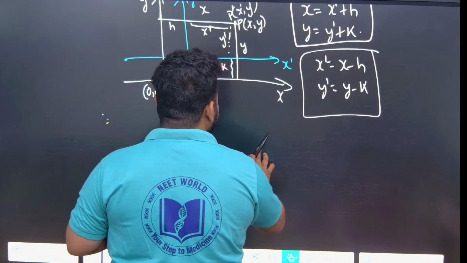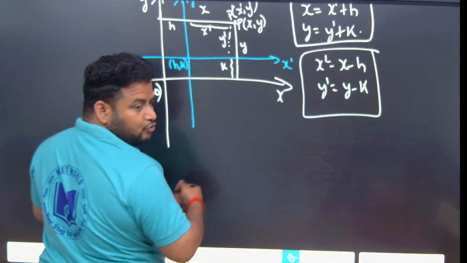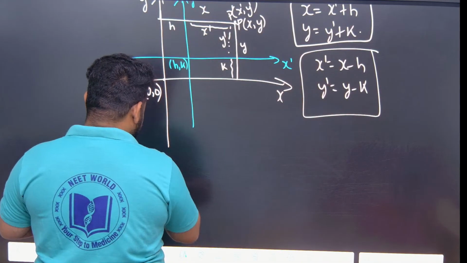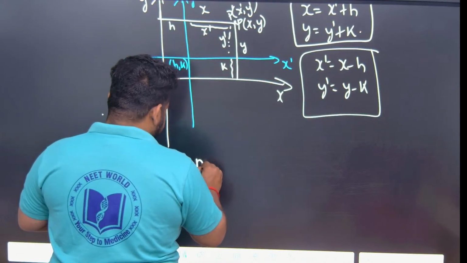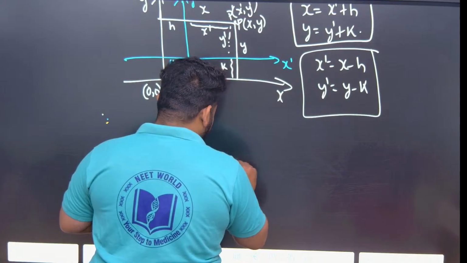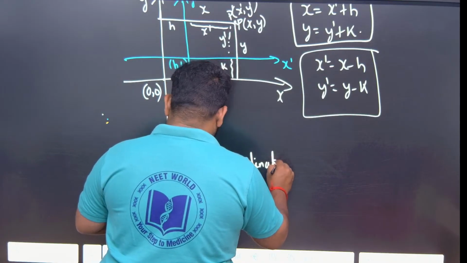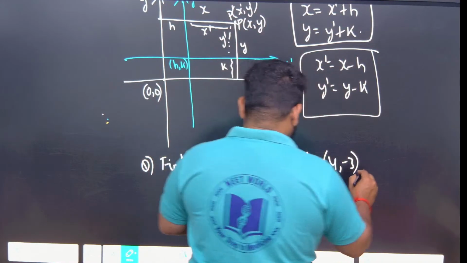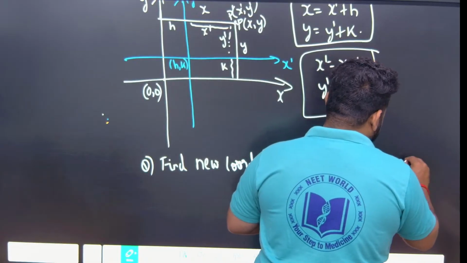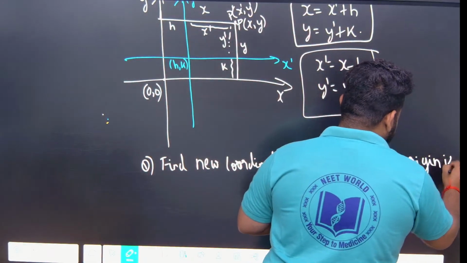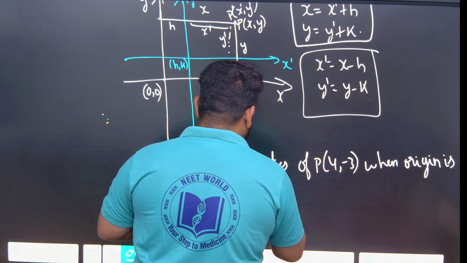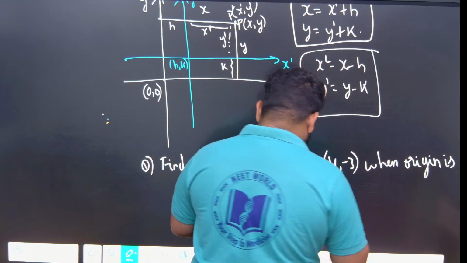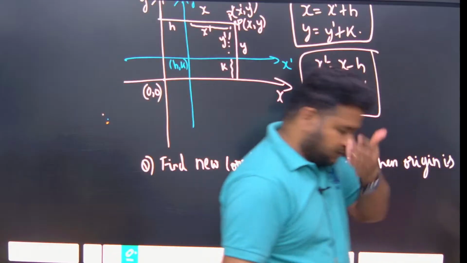Now see here, if I take a question: find the new coordinates of P 4 comma minus 3 when the origin is shifted to 1 comma 2. Please focus. When the origin is shifted to 1 comma 2.